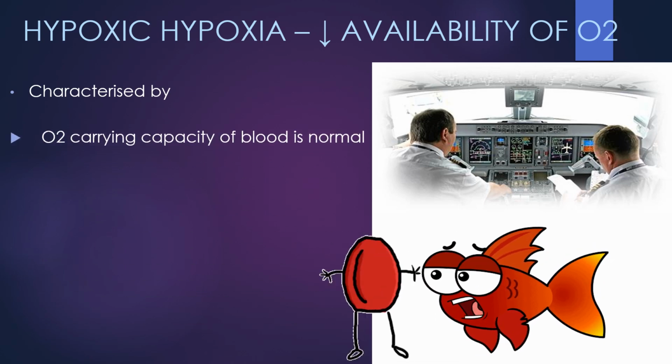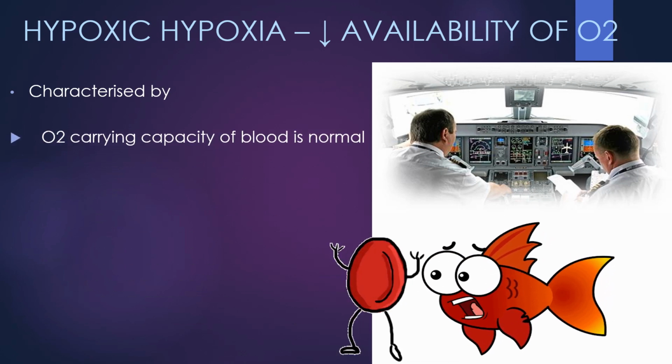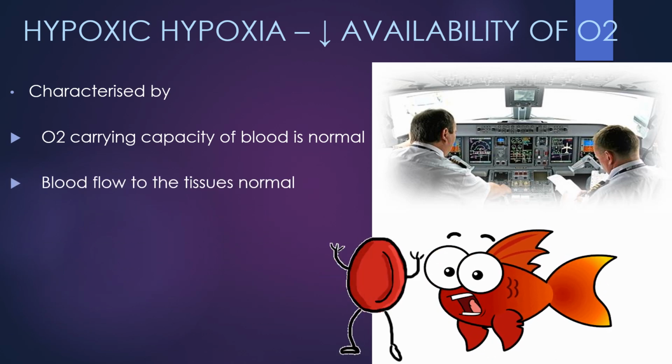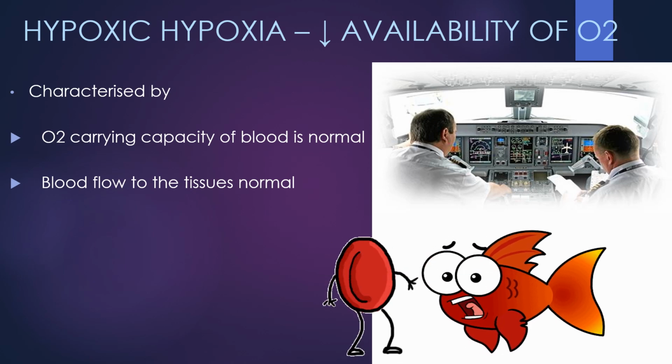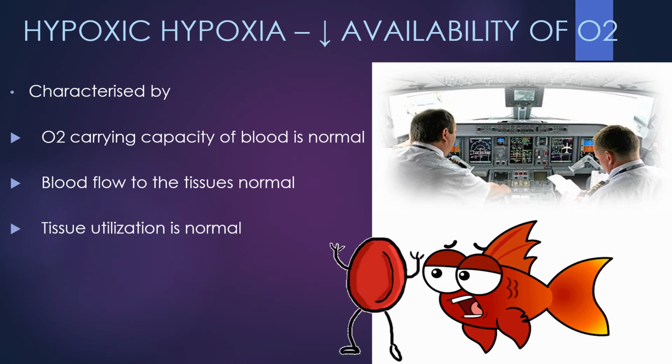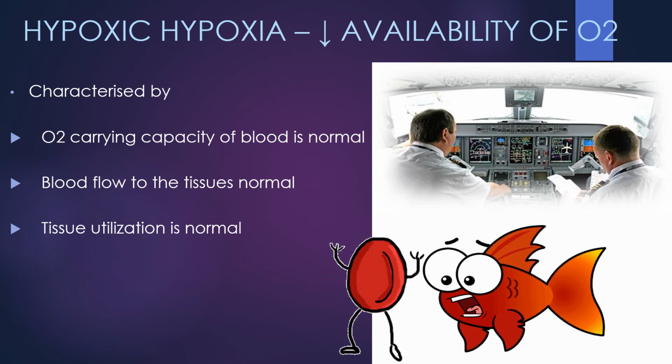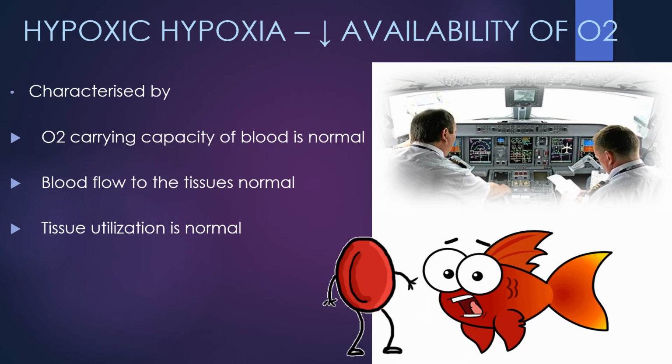So the oxygen carrying capacity of the blood is normal, and blood flow to the tissues also is normal, and even delivery is not affected. Delivery of oxygen to the tissues is not affected.